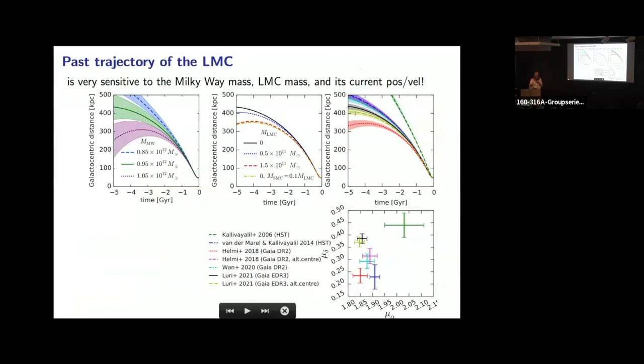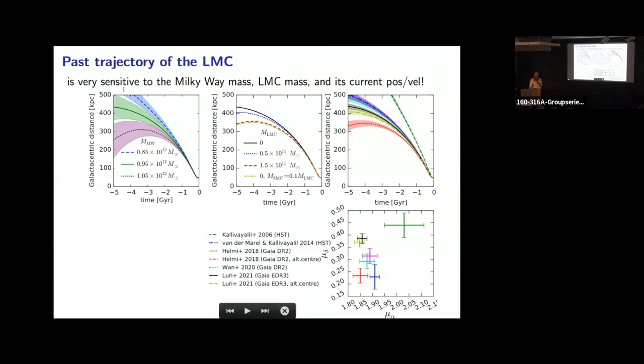And the orbits might differ by more than a factor of 2 in orbital time. Inclusion or not inclusion of the SMC actually also changes the orbit considerably. And of course, the LMC mass also changes the orbit. And most importantly, the adopted Milky Way mass, if you change it by only 10%, that leads to orbits that are very tightly bound or orbits that are completely unbound.